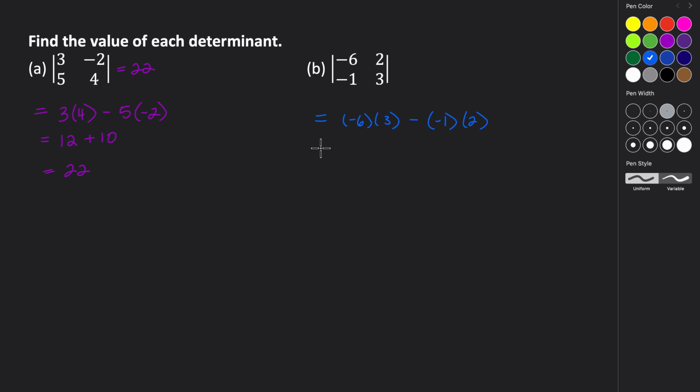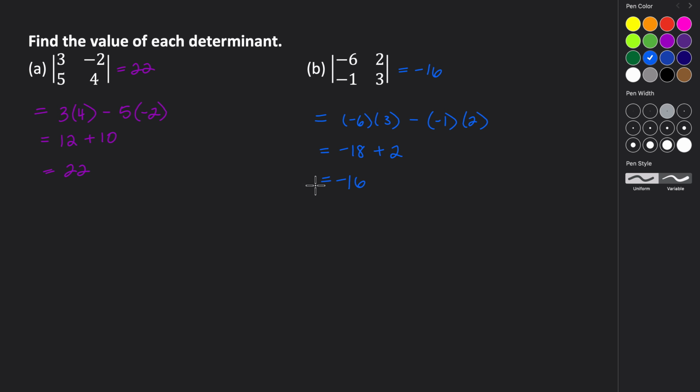So negative 6 times 3, that's negative 18. A negative times a negative, that makes that positive. 1 times 2 is positive 2. Negative 18 plus 2, that is negative 16. So the value of this determinant is negative 16. And that's how you find the determinant of a 2x2 matrix.